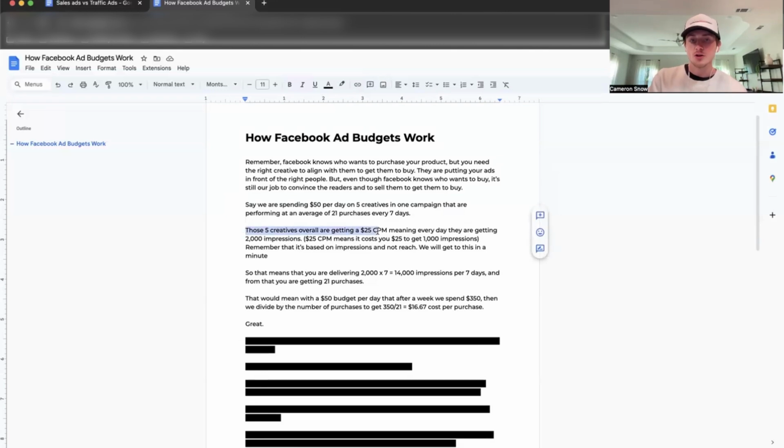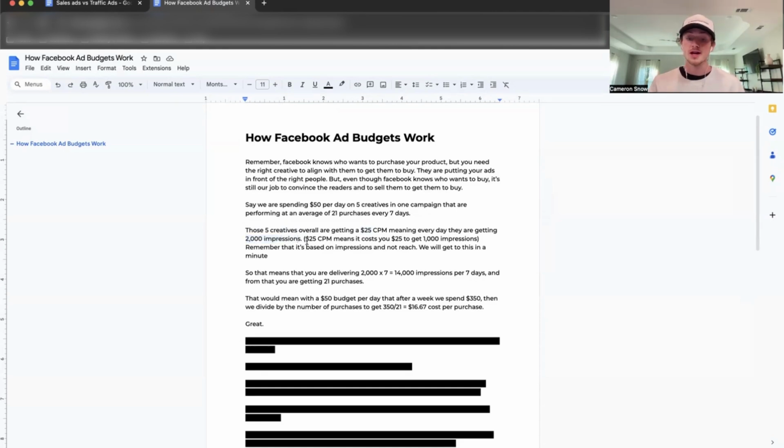So those 5 creatives, overall, that campaign is getting a $25 CPM. CPM is cost per 1,000 impressions. So a $25 CPM would mean that you're getting 2,000 impressions every single day because we're spending $50 per day. So $25 CPM times 2 equals 50. That's how we're getting the 2,000 impressions. If we were spending $25 per day at a $25 CPM, it'd be 1,000 impressions.